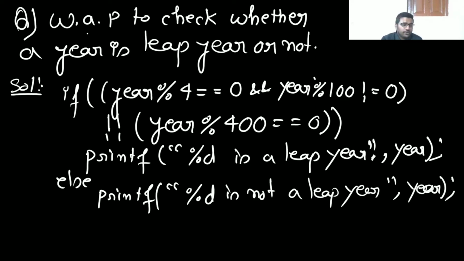So, write a program to check whether a year is leap or not. You can say that a year is a leap year if it is divisible by 4 and not divisible by 100, or if it is divisible by 400. So there we are going to use the mod operation, in this way.